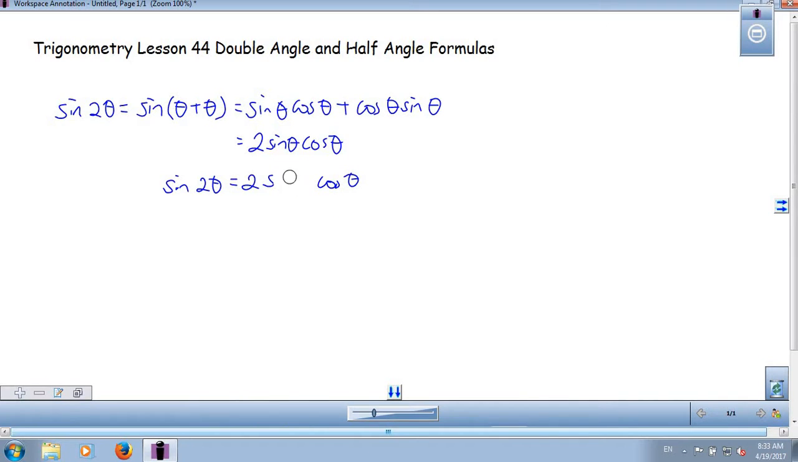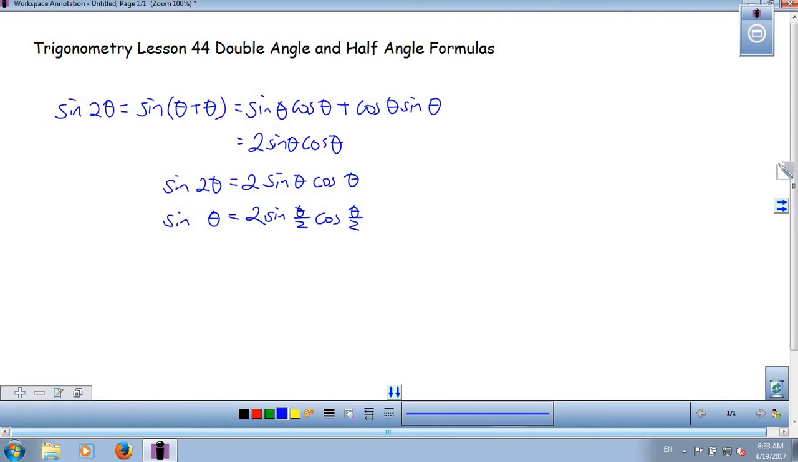And this works in different ways also. I'm going to try to write it a little bit better: 2 sine theta cosine theta. Now there's another way we can write this. We can write sine theta as 2 sine of theta over 2 times cosine of theta over 2. Why can we do that? Because the proportion is the same. The relationship between this angle up here is always going to be twice that angle. So if this angle is theta, this is going to be theta over 2. So this is sine of 2 theta.